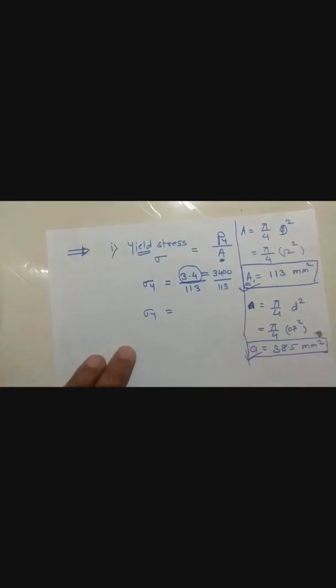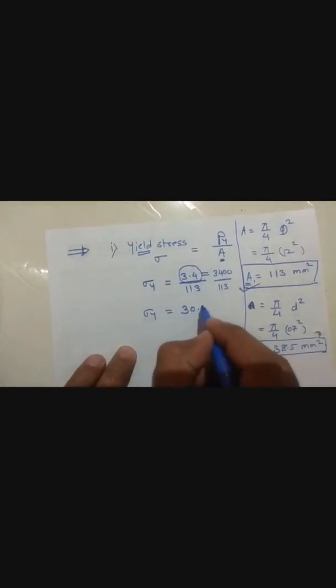We will convert it into Newton. It is 3400. Now 3400 divided by 113, this area, and sigma of y is 30.1 Newton per mm square. Here the unit of stress is Newton per mm square, because here we have P in Newton and A in mm square. This is our first answer for yield stress.